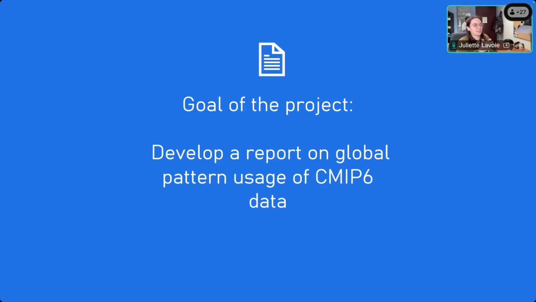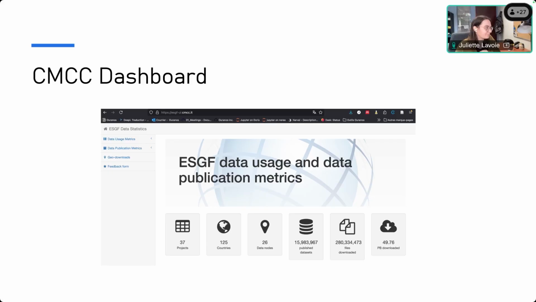The goal of the project is to develop a report that analyzes global patterns of usage of CMIP6 data. The first thing we start from is the ESGF data, because the CMCC has created this dashboard that compiles all of the statistics from the downloads. They look at the number of files, but also the size of the downloads from many of the nodes. Not all of the nodes are watched by this dashboard, but enough that it can give us a good idea.